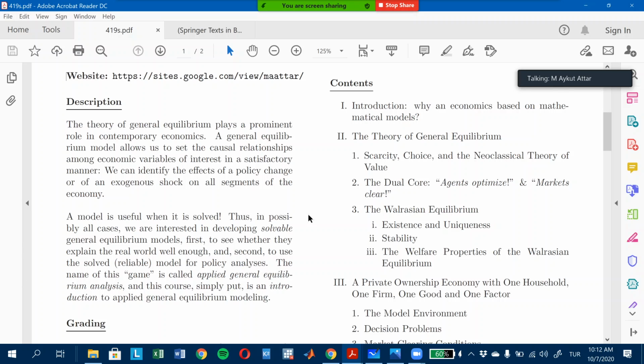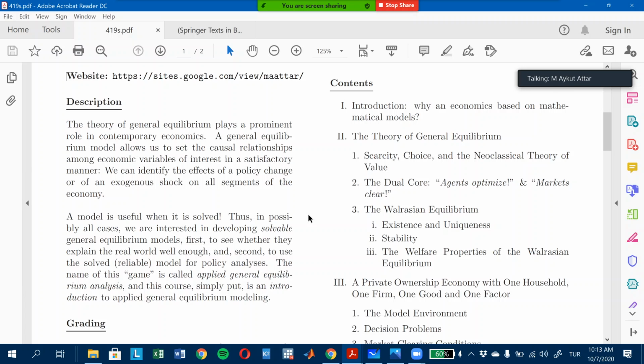Then next week we're going to discuss the positive properties of Walrasian equilibrium. These are existence and uniqueness and stability. So we're gonna ask, how do we know a general equilibrium exists? We're going to ask, how do we know whether it is unique or not? And then we're going to ask, how do we know one general equilibrium that we found is stable?